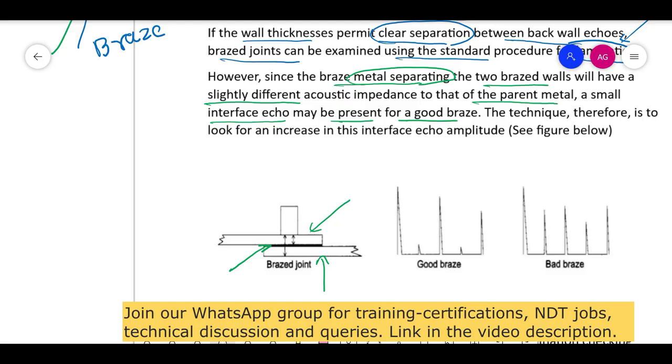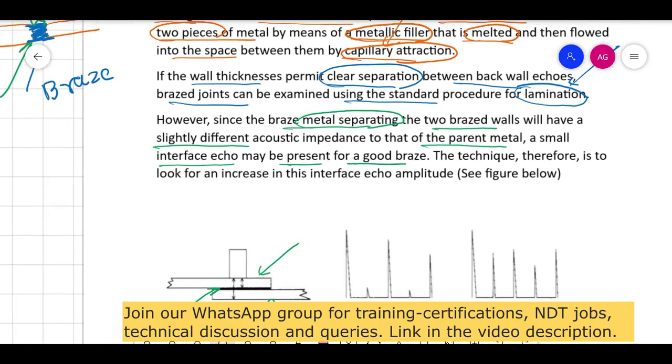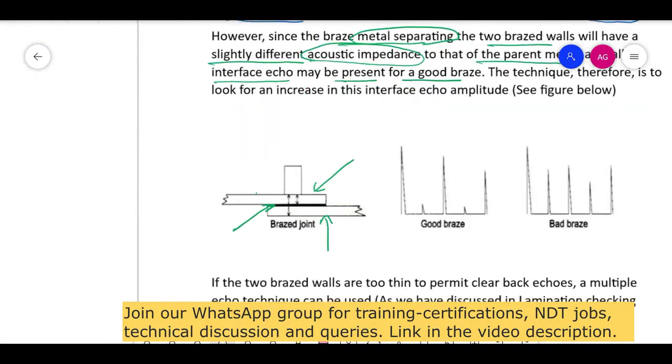So in this case when you have to do the testing, the acoustic impedance will be different. This material is your parent material, and the one below is also the parent material. But what you have applied in the middle is this braze joint. I am showing this in the middle in orange color. This is your brazed joint. The acoustic impedance of the material of this brazed joint will be different from the parent metal. So in this case you will get the echo of this brazed joint.